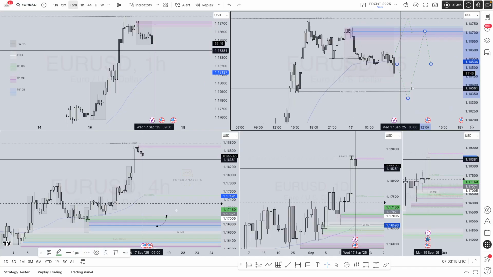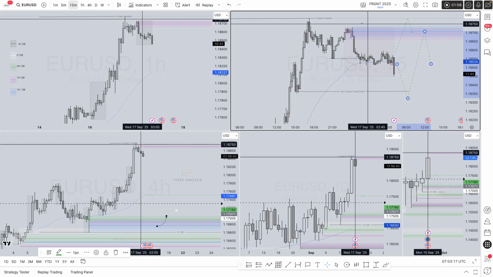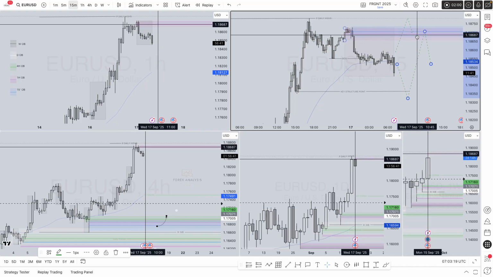I'd like it to break this area, pull back into an imbalance that's already there on the 15-minute time frame and the hour that is yet to be mitigated. So when price gets into that area, I'd be more than happy to be looking for an immediate short position for a reversal trade on Euro USD.